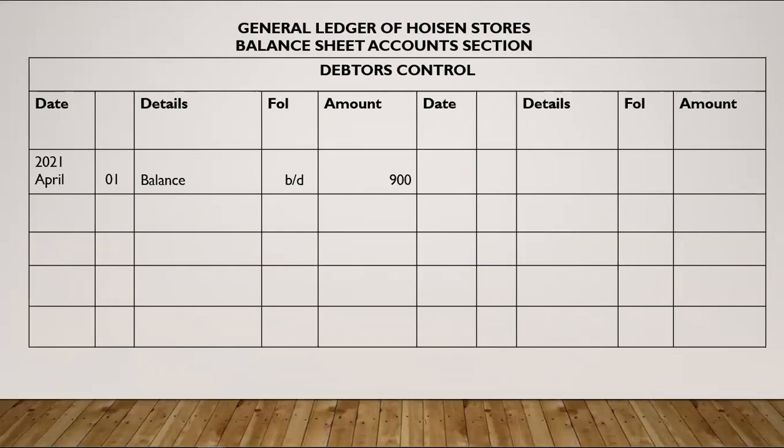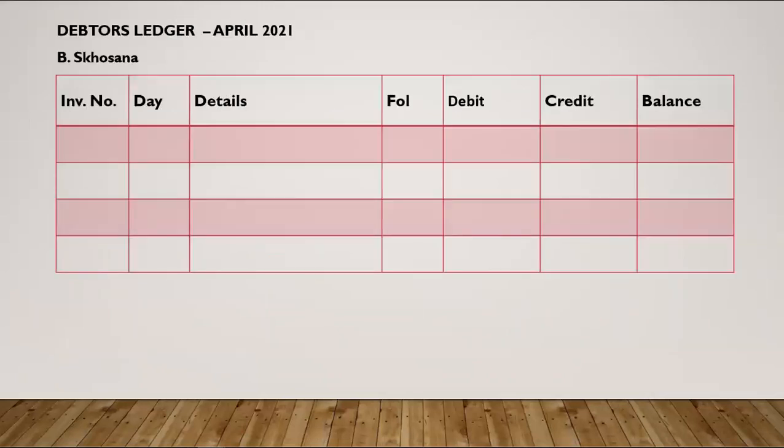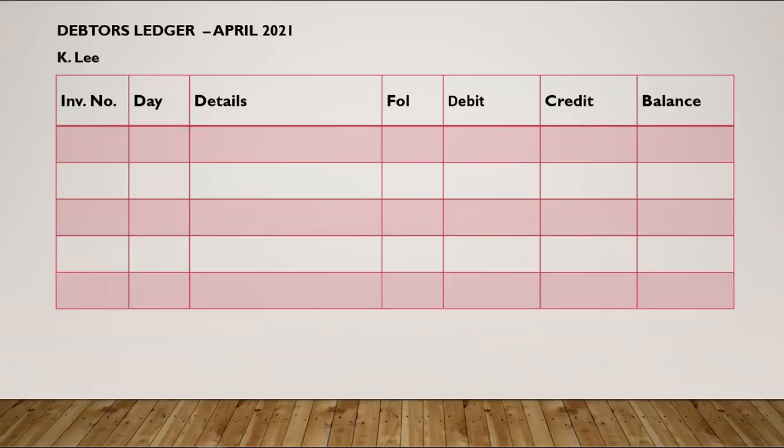And each debtor's balance will be taken to the debtor's ledger. I will start with the first debtor, which is Bisco Sana. So I'll have the day, which is 01, balance brought down, and the balance that Bisco Sana is owing us is 500. And Kaylee will be owing us 400 Rand. We will write it as balance brought down as well.